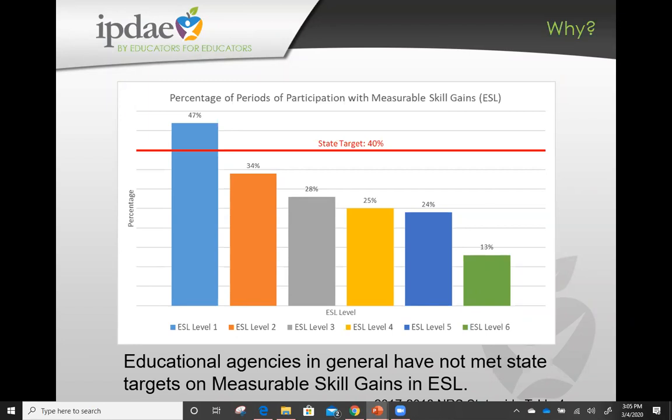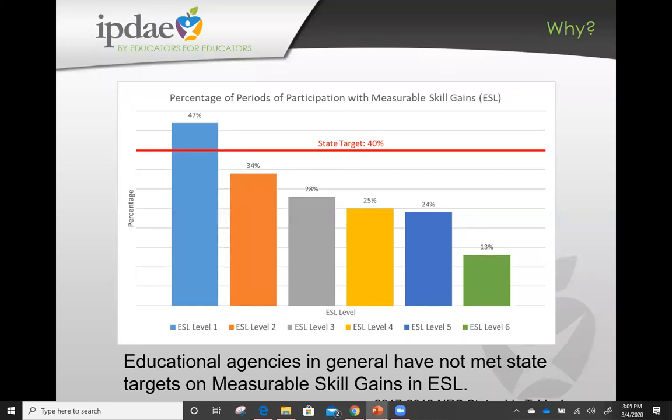So this is for English as a second language, and for us in Florida, we always refer to them as ESOL. For all of our ESOL students statewide, when we compile the measurable skills gains for all ESL students from level 1 to level 6, and separate them by level, here are the percentages of measurable gains attained by each group.